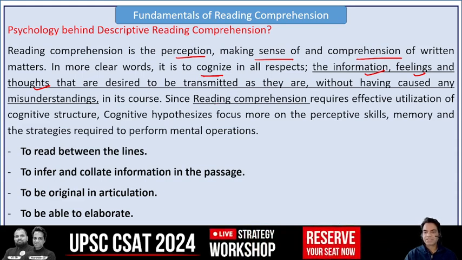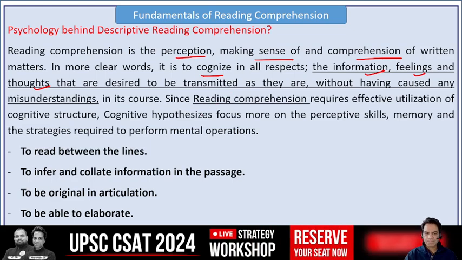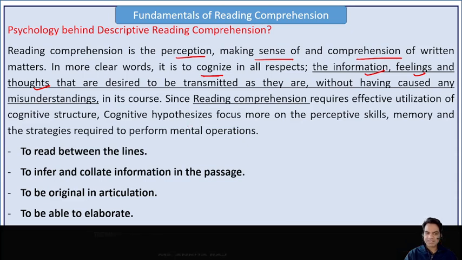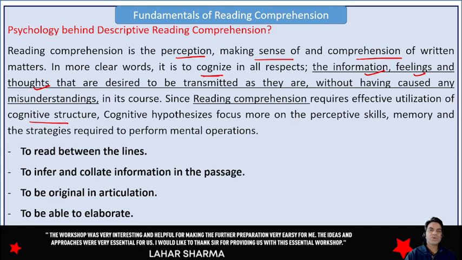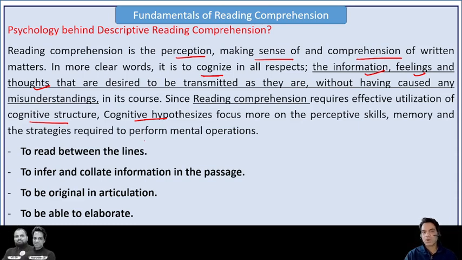So since reading comprehension requires effective utilization of cognitive structure, the cognitive hypothesis focuses more on perceptive skills, memory, and the strategies required to perform mental operations. So it's all about how well you understand the cognitive structure of the passage. Is it skeptical, appreciative, informative, apprehensive? What tone has been used in the passage? Once you understand that, what is the hypothesis he's trying to bring to the fore, and how well you cognize that, right?